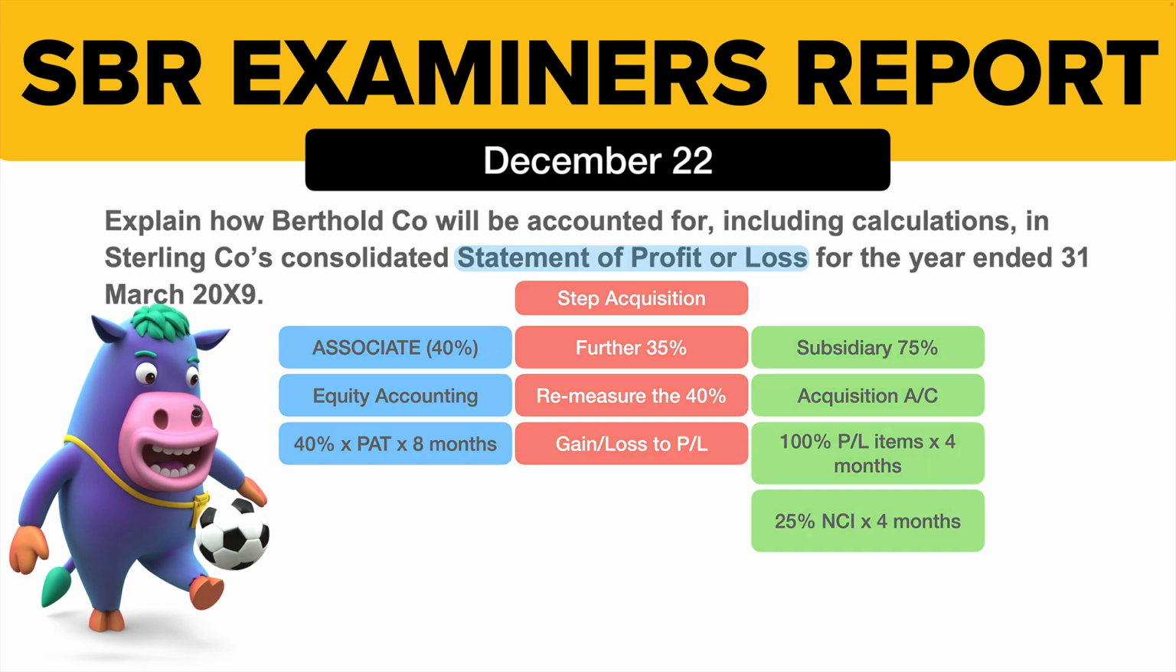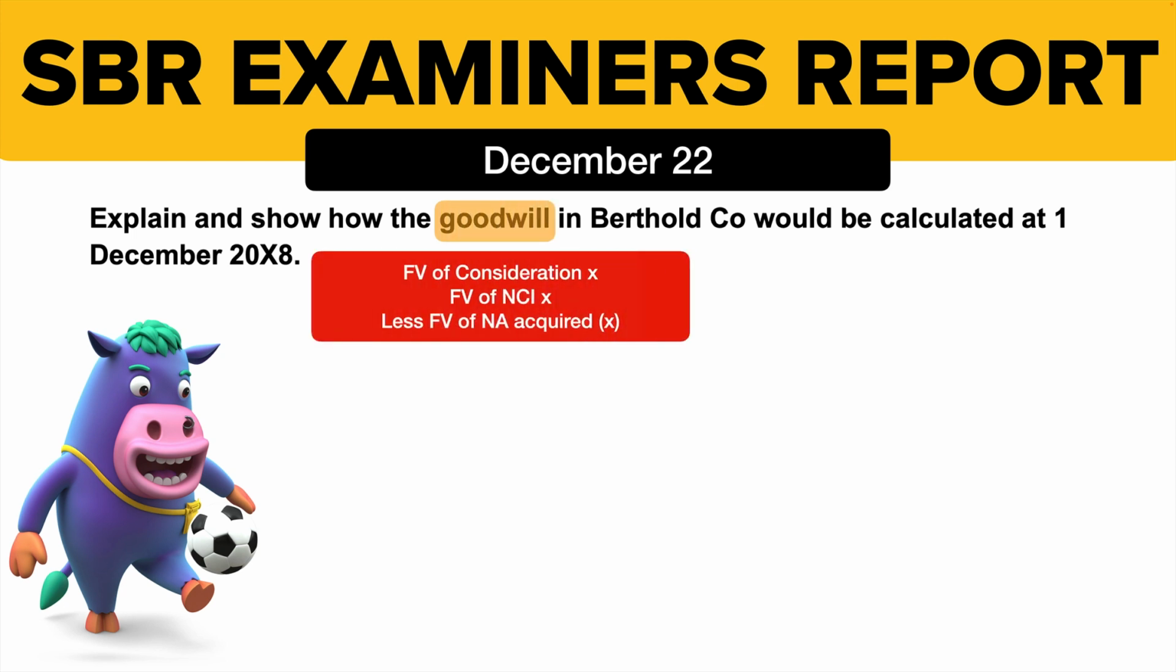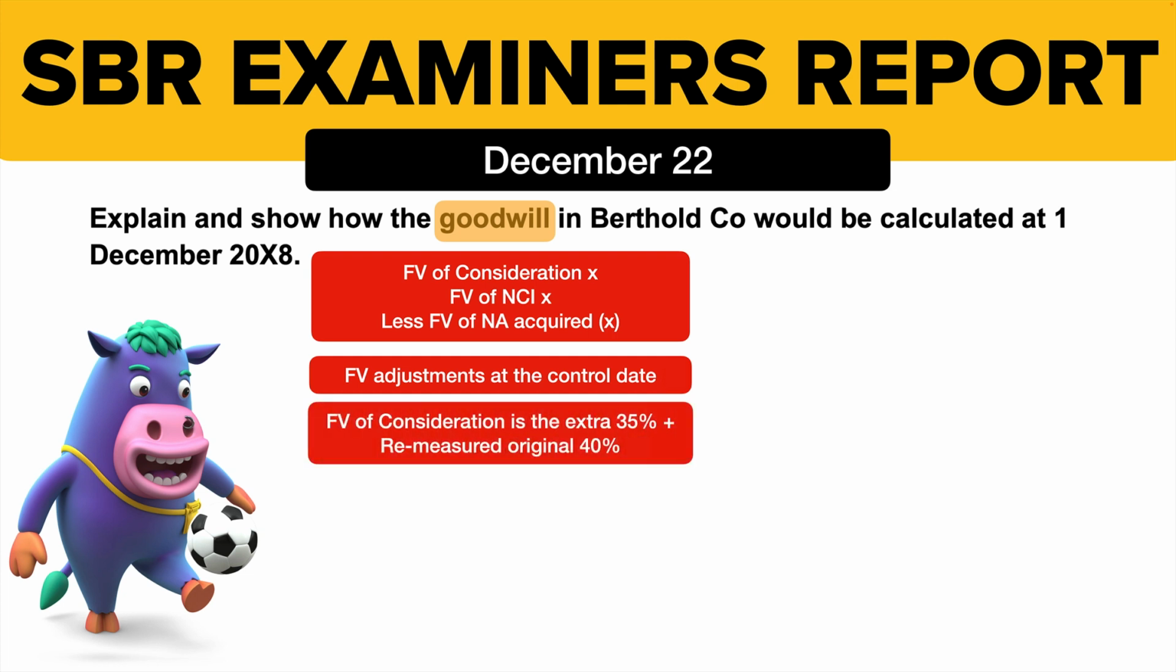Okay, so continuing with that question, it talked about how the goodwill will be calculated. And so goodwill, we know, is fair value of consideration plus the fair value of NCI less the fair value of net assets acquired at the date that we took control, okay, at the date it became a subsidiary. So you might have needed some fair value adjustments at the control date. I don't think there were any, though, in this question. And then what you do is when you work out the fair value of consideration, because you bought it in 2 parts, you take the bit you've just paid, the 35%, and the remeasured one. Remember, we remeasured the original one. Those two added together, they're your new fair value of consideration.